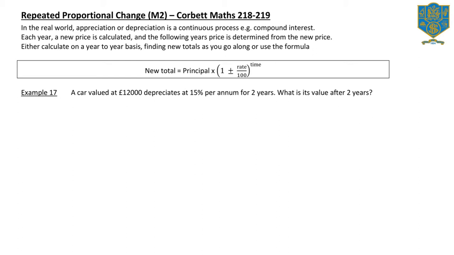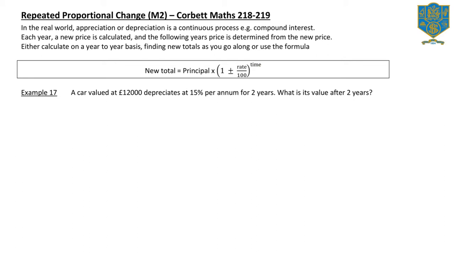Or we can use the formula where the new total, so the new amount, is going to be your principal, which is your starting amount or your deposit, multiplied by 1 plus or minus the rate over 100. So the rate is the percentage rate, and we write it over 100, changing it into a decimal and adding it or taking away to 1, depending on if it's increasing or decreasing, and raised to the power of time.